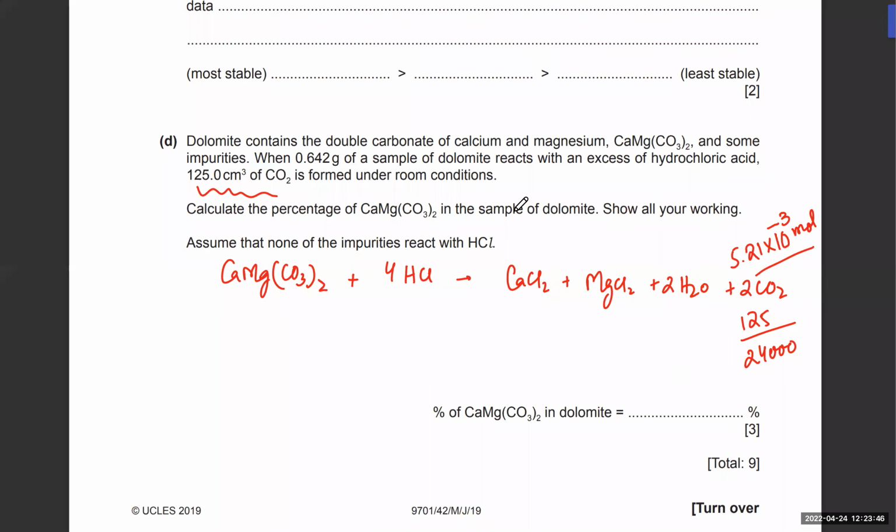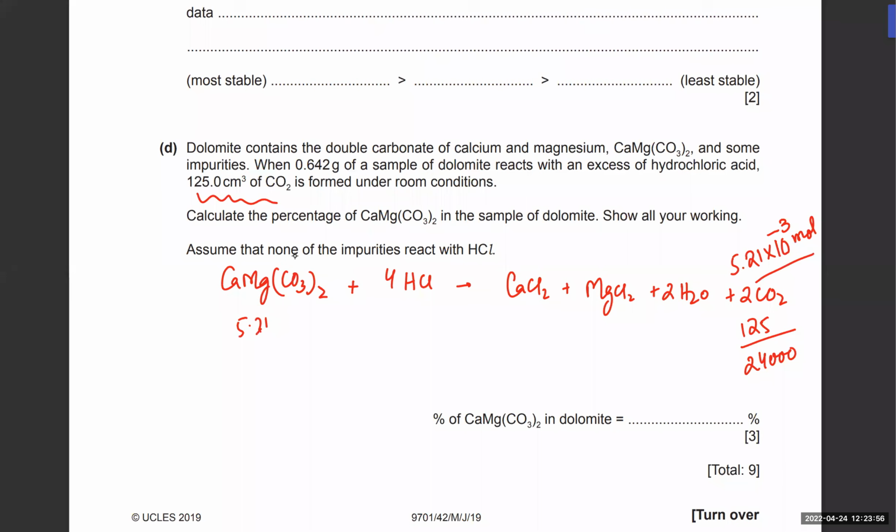The moles of this thing would be half of that. So it's going to be 5.21 into 10 raised to the power -3 divided by 2 moles. Once you have moles, you can find the Mr, and you can find the mass. So multiply it by the Mr of this, and you will get the mass. Then you just have to find the percentage in the 1.642 grams.